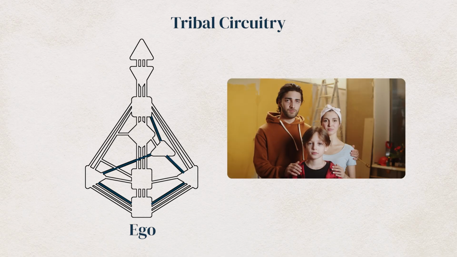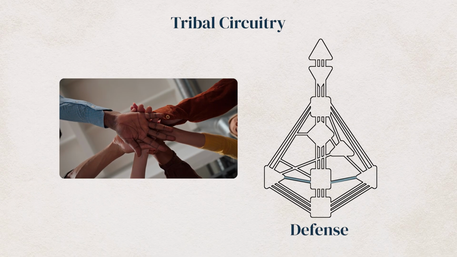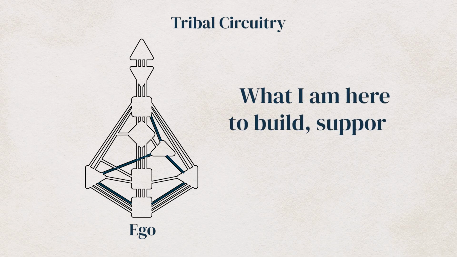Ego circuitry, which is all about support, building and providing resources. And tribal defense circuitry is all about protection, caring for and sustaining the community. The tribal ego circuitry is asking, what am I here to build, support, or provide? How do I provide value to the community?